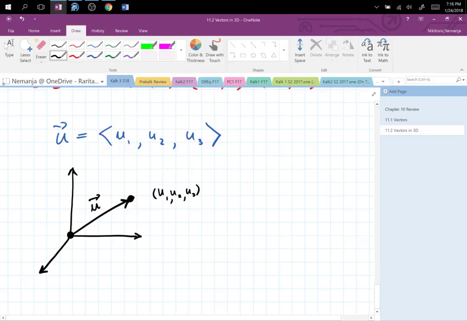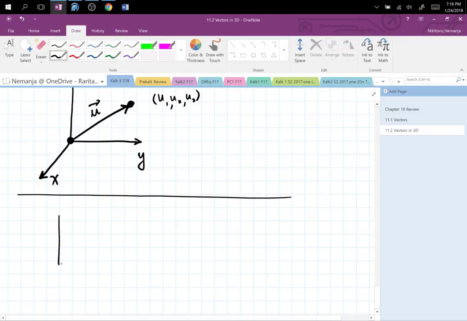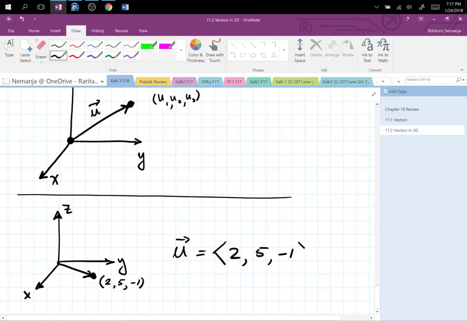But the vector u will have the same u1, u2, u3 components with the spiky brackets because it's a vector, right? So to make this clear, having the example over here, if I have a vector and this point is (2, 5, -1), then the vector u will be ⟨2, 5, -1⟩.